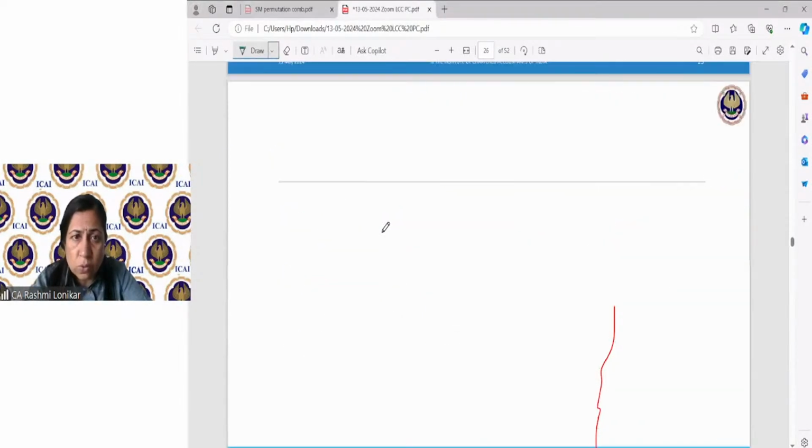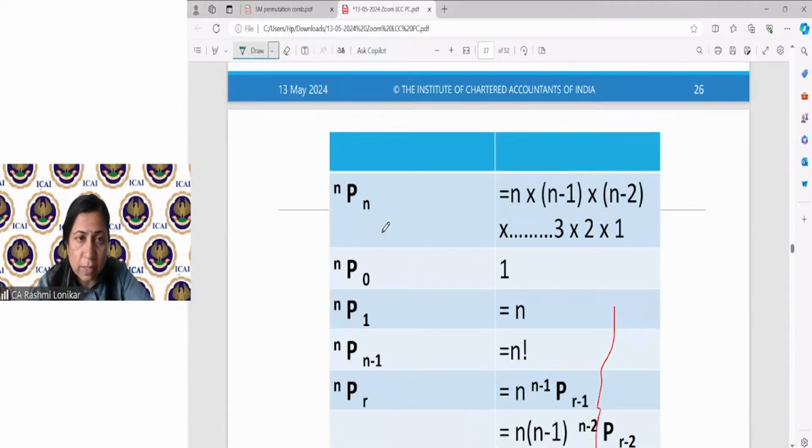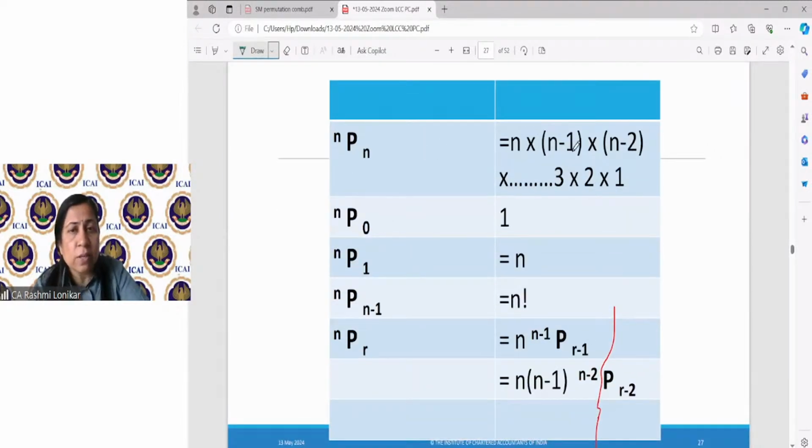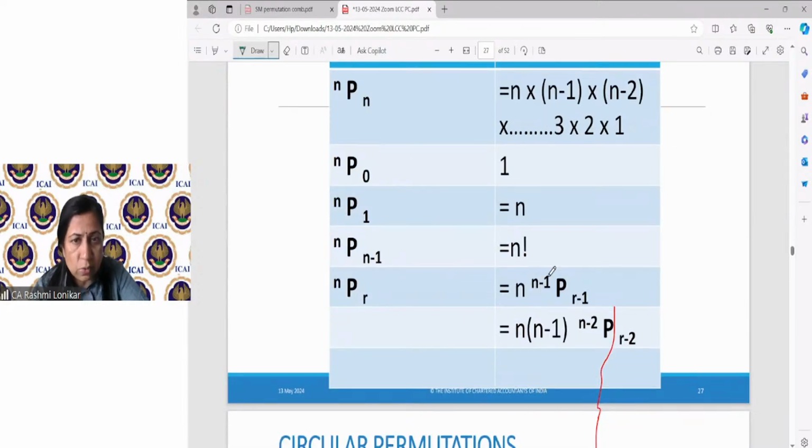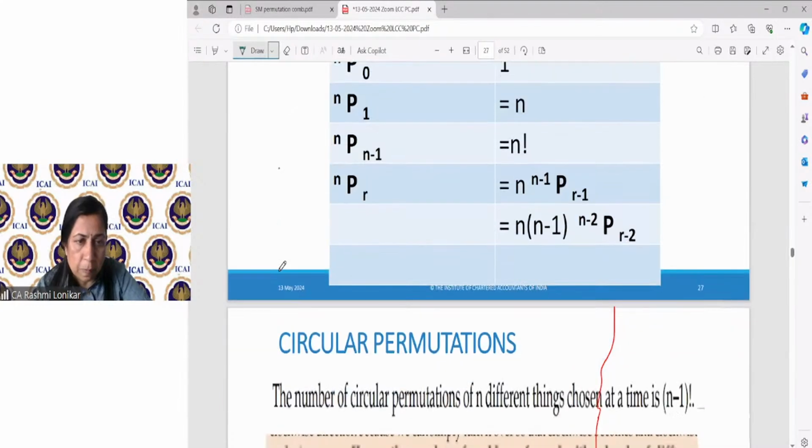Let us go to the next thing. So I'm just writing it again. NPN is n into n minus 1 up to 3 to 1. NP0 is 1. NP1 is n. NP n minus 1 is n factorial. NPR is n into n minus 1 PR minus 1. And this is the way. You can do it like this also. n into n minus 1 PR minus 1. This is, you can get it for theory also and you can use it also for solving problems.